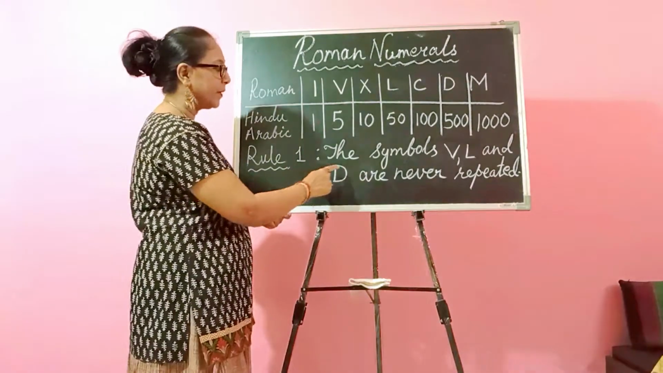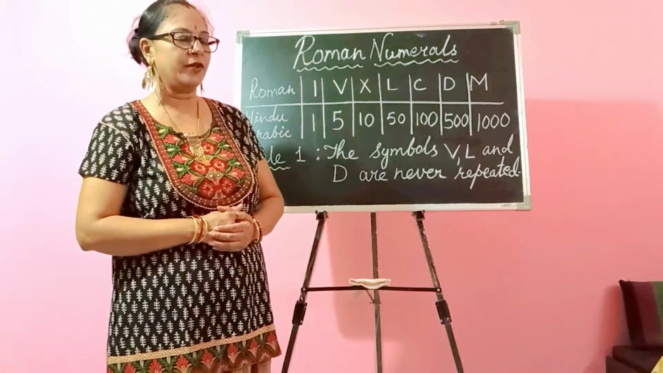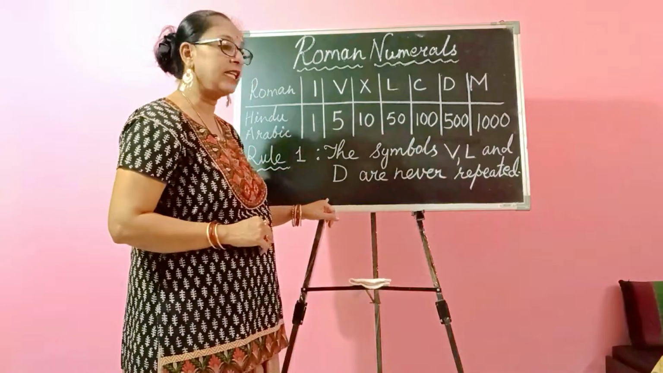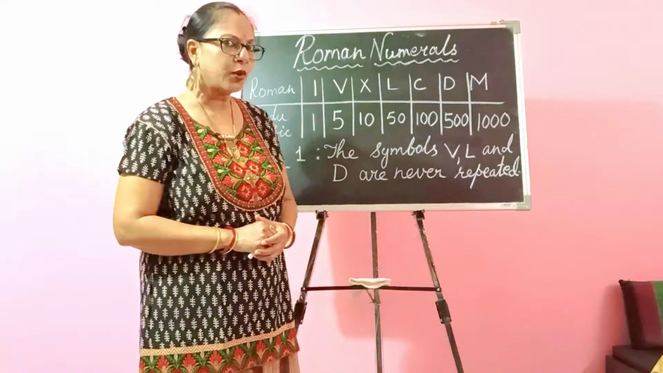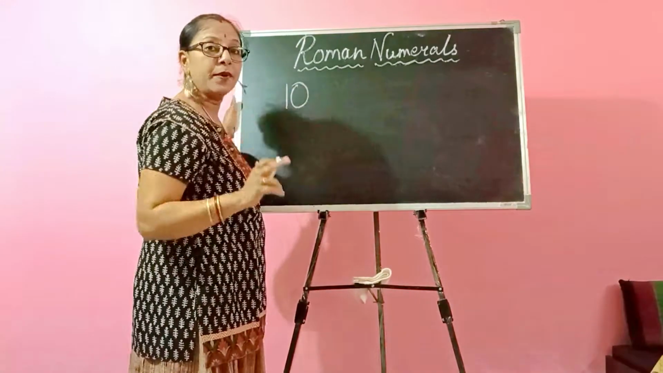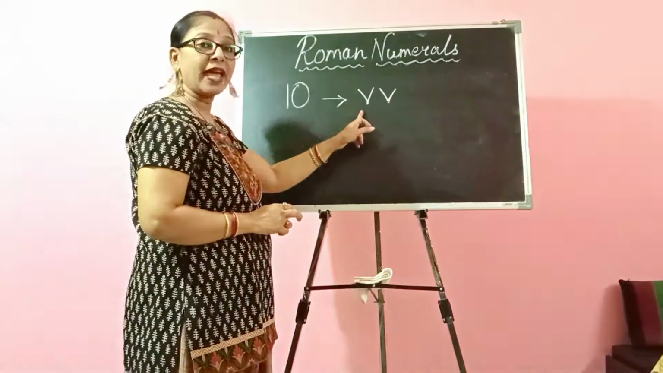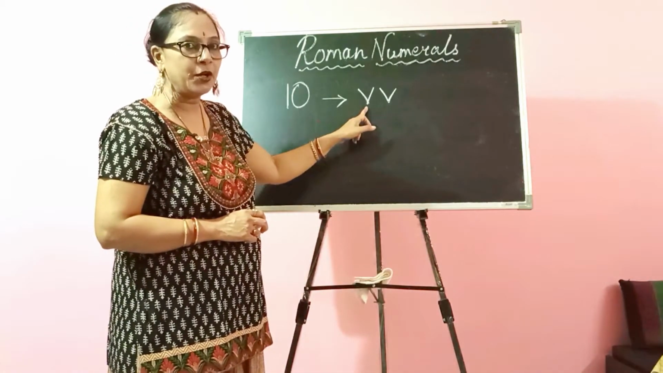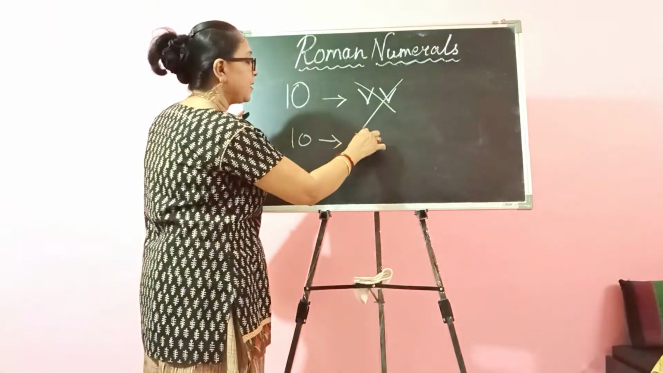Rule number 1. The symbols V, L and D are never repeated. Children, we do not repeat letters like V, L and D. For example, if you want to write 10, can you write it as 2 V's? To write the number 10, we cannot use V and V. Twice we cannot repeat the symbol V. This is against the rule of Roman numerals. This is wrong. Hence, to write 10, we use the symbol X.